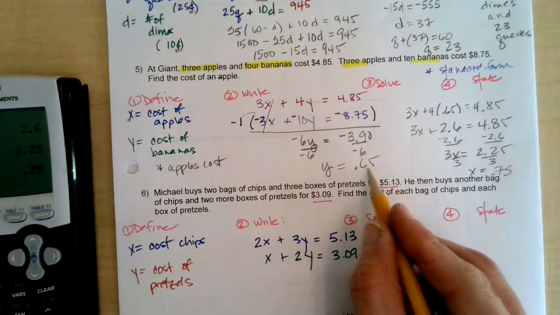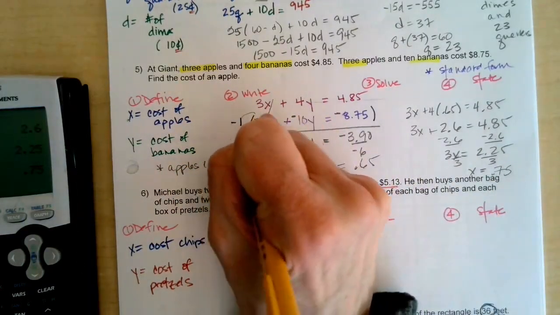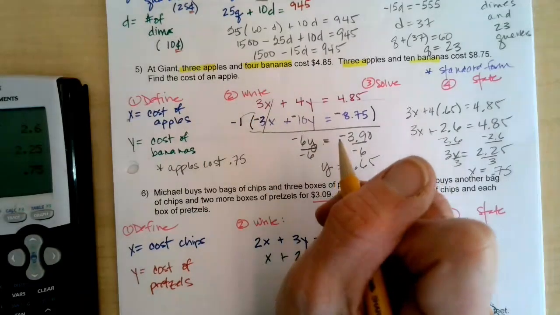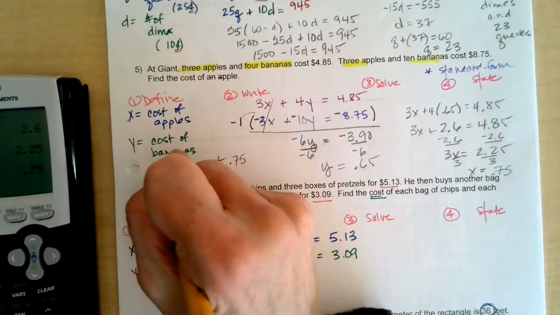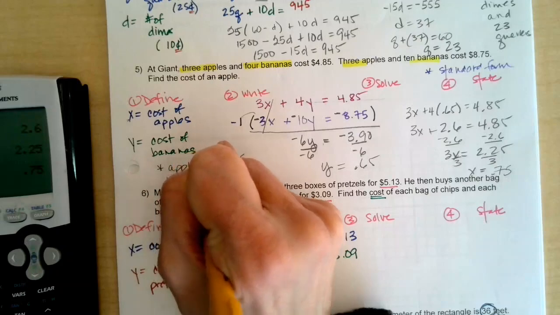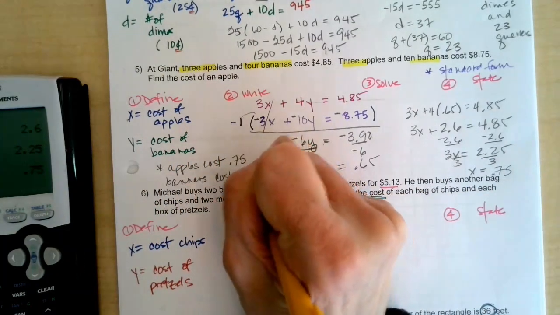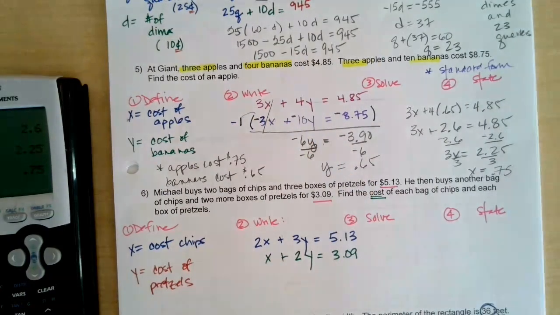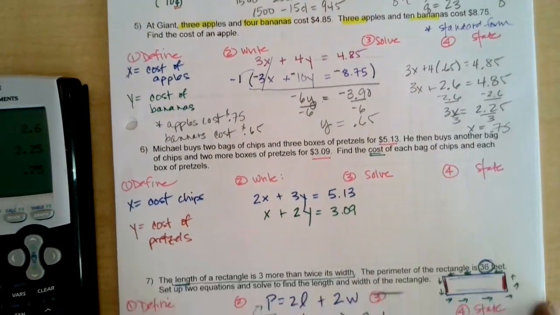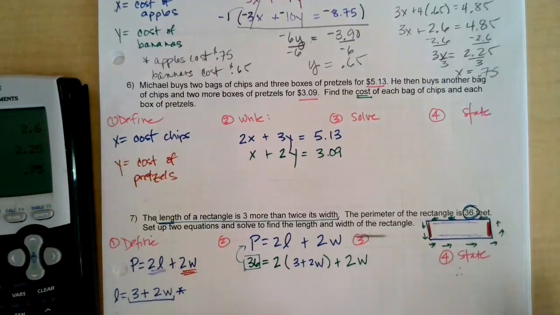So when I go to state my final answer, I'll come over here and I'll say apples cost, those are my x, 75 cents, and my bananas cost 65 cents. Right. So now we're buying chips and pretzels.